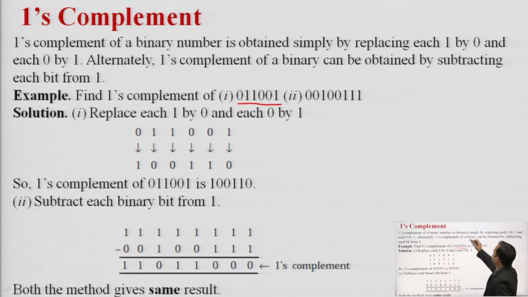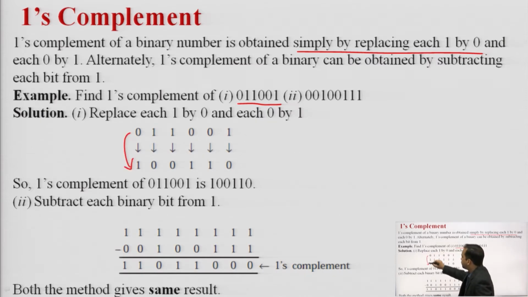If we go with the first approach, we first convert 1 to 0 and 0 to 1. We can clearly see here that 0 is converted to 1. Similarly 1 is transformed to 0, again 0 becomes 1, this is 1 and this is 0. So this number, 1 0 0 1 1 0, is the ones complement of the given number.